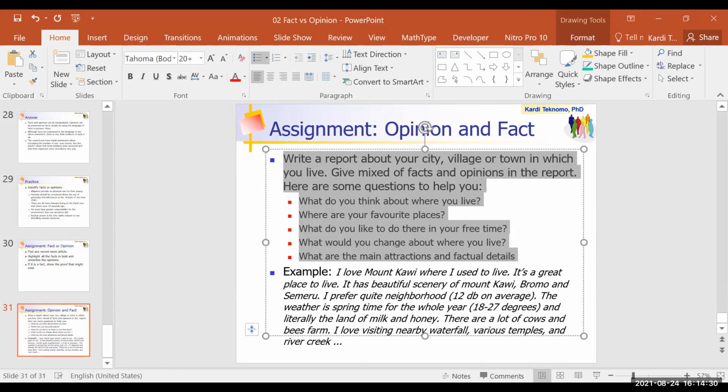So I'll give you the next assignment, again, fact and opinion, this time individual, okay? Individual. Just write a report about your own hometown or village.